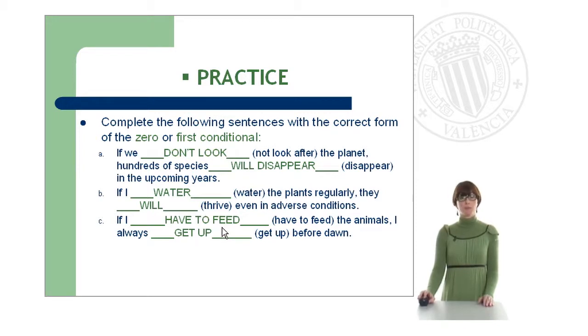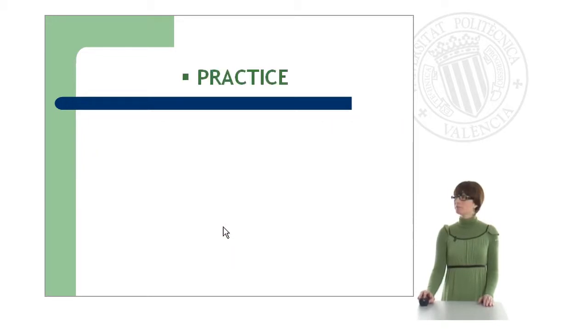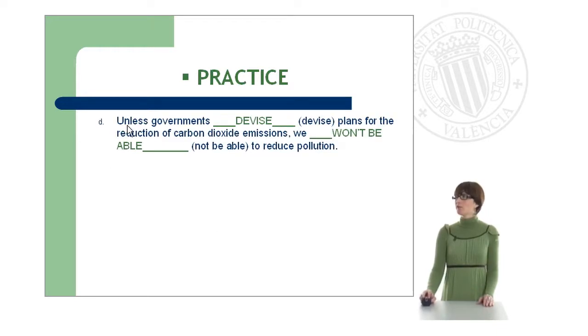Let's have a look at the next one. Unless governments devise plans for the reduction of carbon dioxide emissions, we won't be able to reduce pollution. In this case, you have an example of a first conditional. This means that if the condition in the if clause occurs, this is the result. Okay, we will be able to reduce pollution.